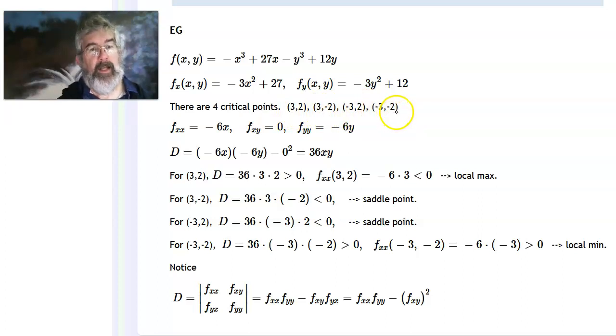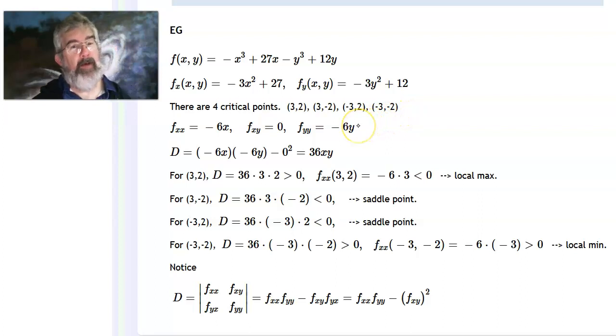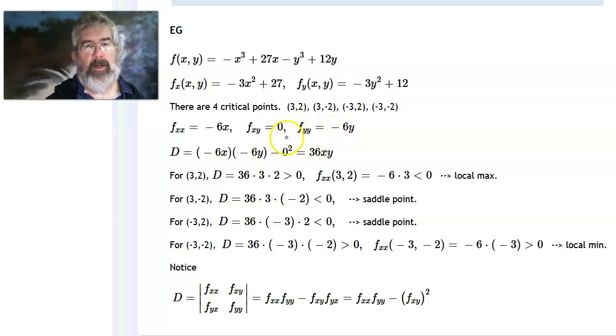Now, by looking at the graph and at the contour plot, we could tell that one of them was a local max and one of them was a local min, and two of them were saddle points. But let's see how this D thing helps us out.